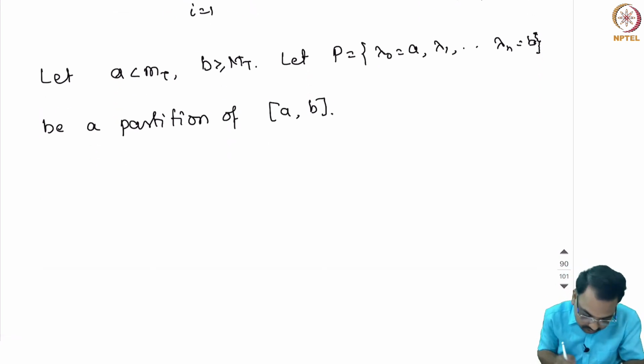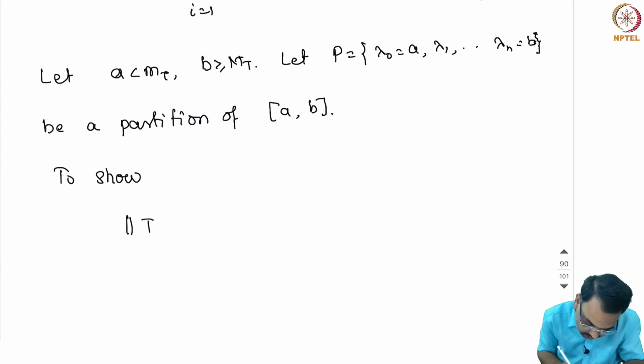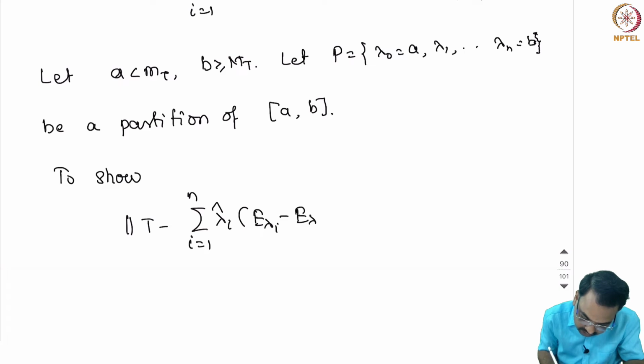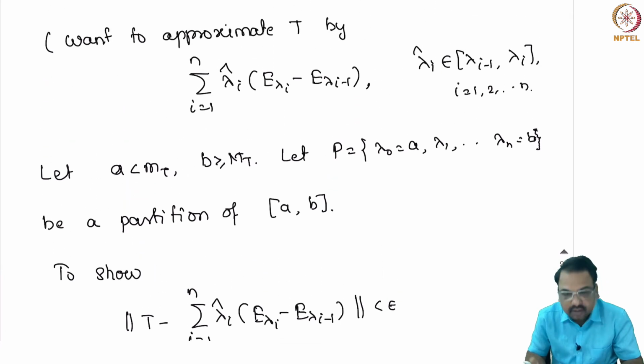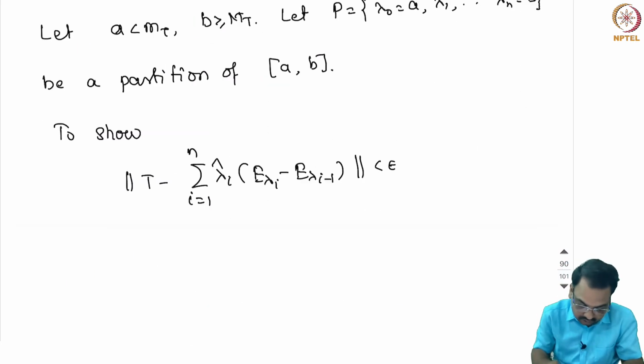So we want to show that the norm of T minus the summation i equal to 1 to n of lambda i hat multiplied by E lambda i minus E lambda i minus 1 is less than epsilon, where lambda i hat is in the subinterval lambda i minus 1 comma lambda i, and we want to find a delta bigger than 0 such that whenever P is a partition with norm of P less than delta, then this should happen.